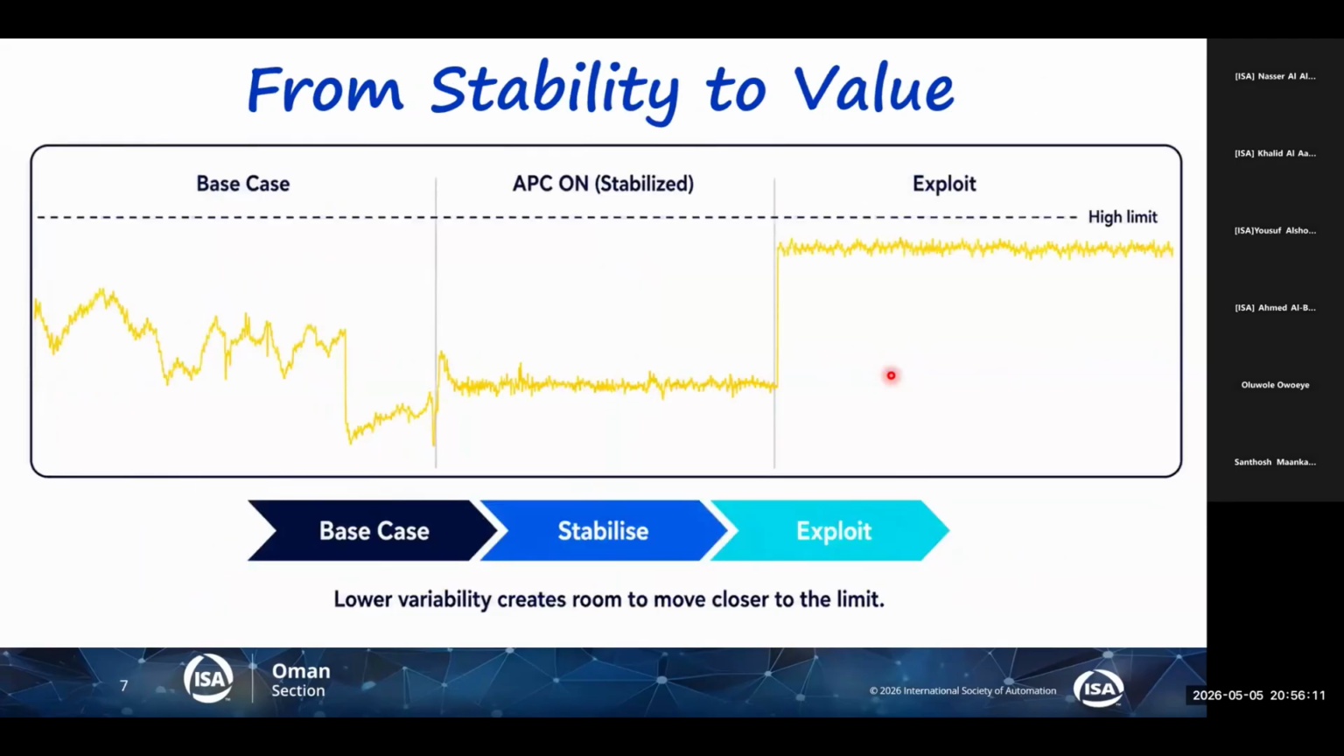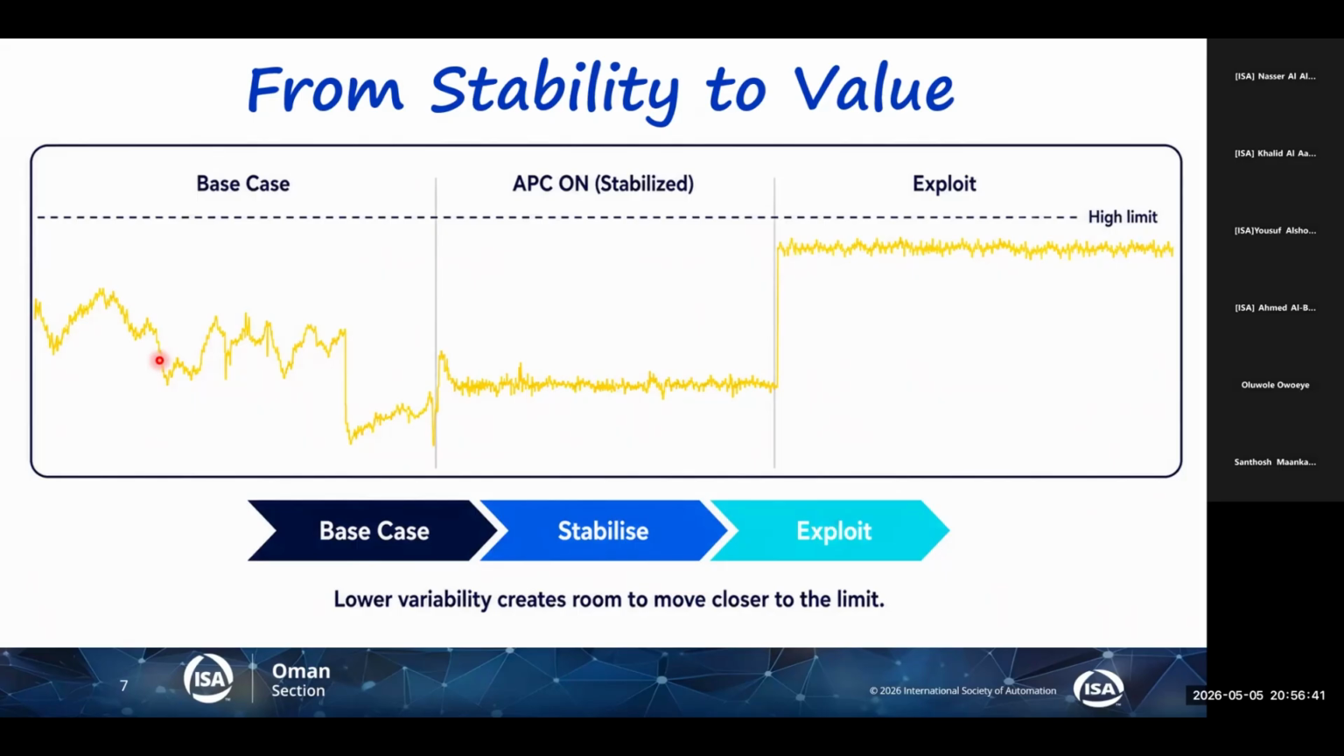An example from real life. On the left side, APC is not on. 5 days. You see it's all over the place because this variable is affected by multiple variables, multiple handles. For the operator to orchestrate that, of course, a nightmare.